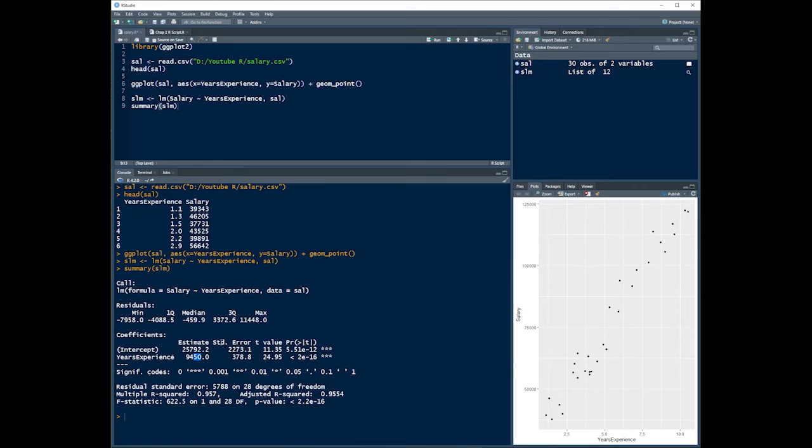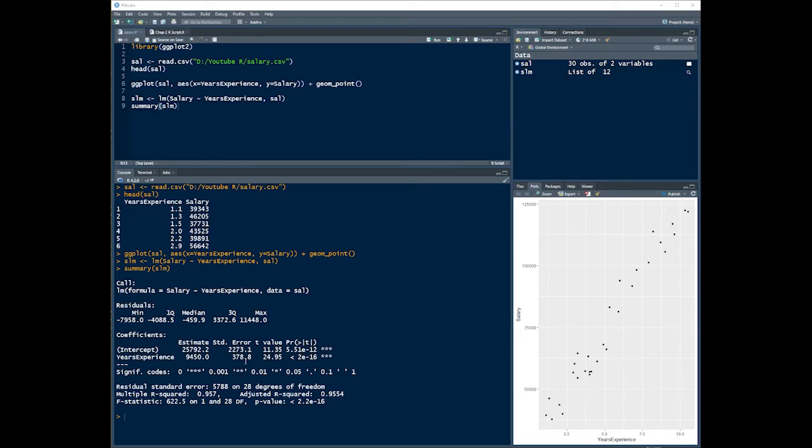We are also given the standard error, which is the error for each of the independent variables as well as the intercept. So what does it mean? The standard error is the measure of variability of these independent variables and the intercept.